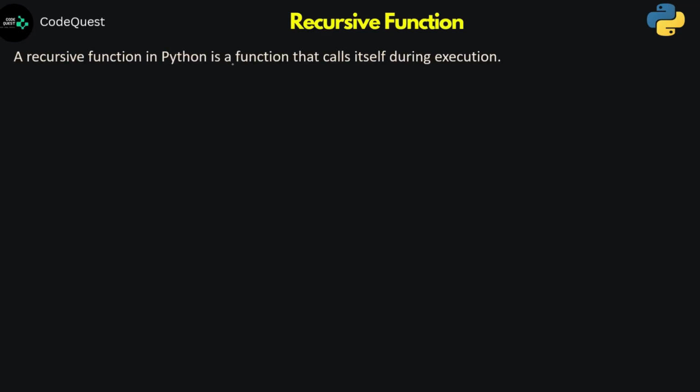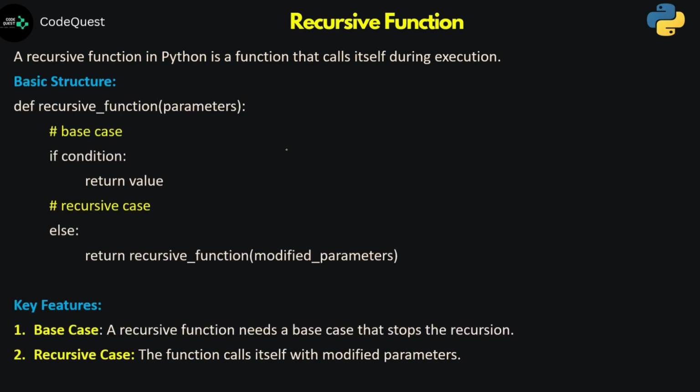Recursive function in Python is a function which is going to call itself during execution. So far we have seen we define a function and we call it somewhere outside. And if you find inside the body of a function, if the same function is being called, then that is what we call a recursive function.